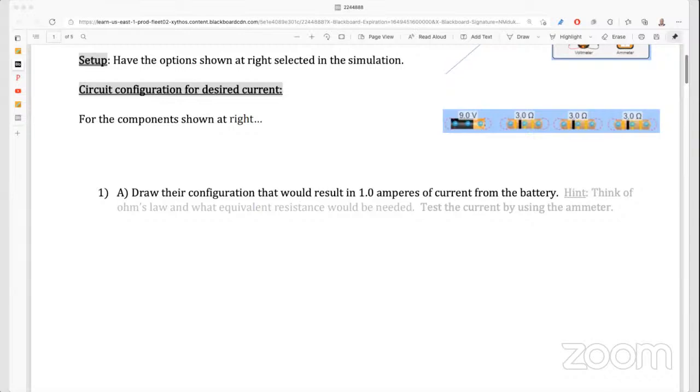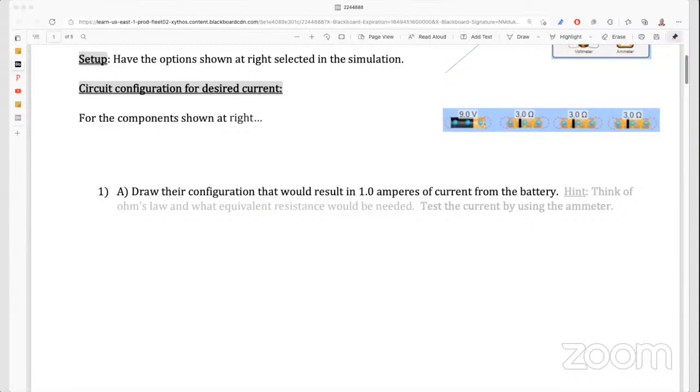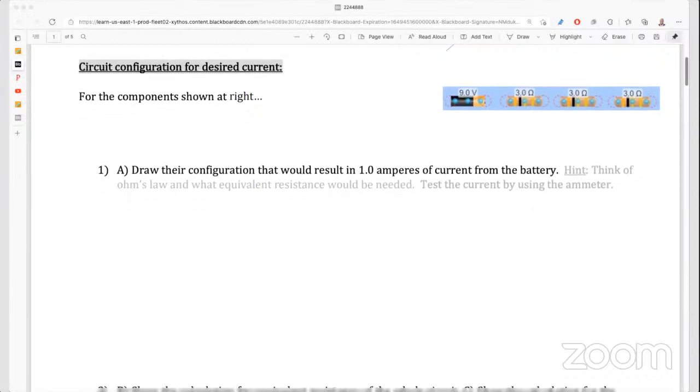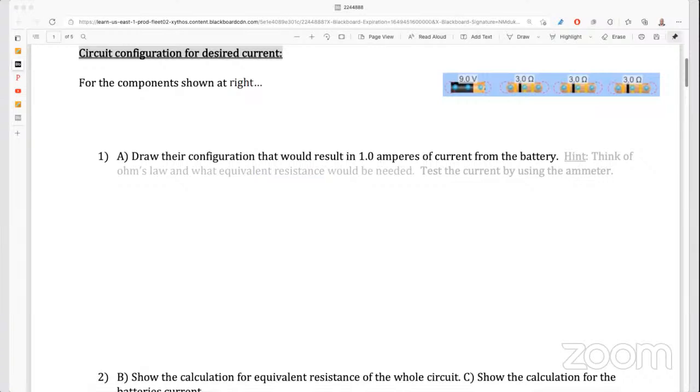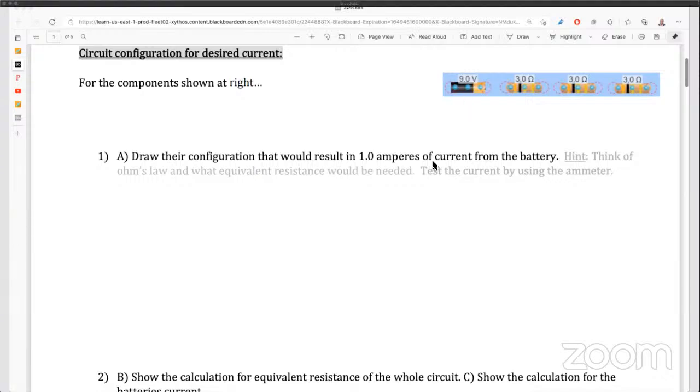Once you've figured that out, you draw the diagram showing that this is how I will wire these 3 resistors with the battery to get 1 amp. Then you're going to build that actual circuit using the simulation window and test it using the ammeter to see if the current in your circuit is actually 1 amp.